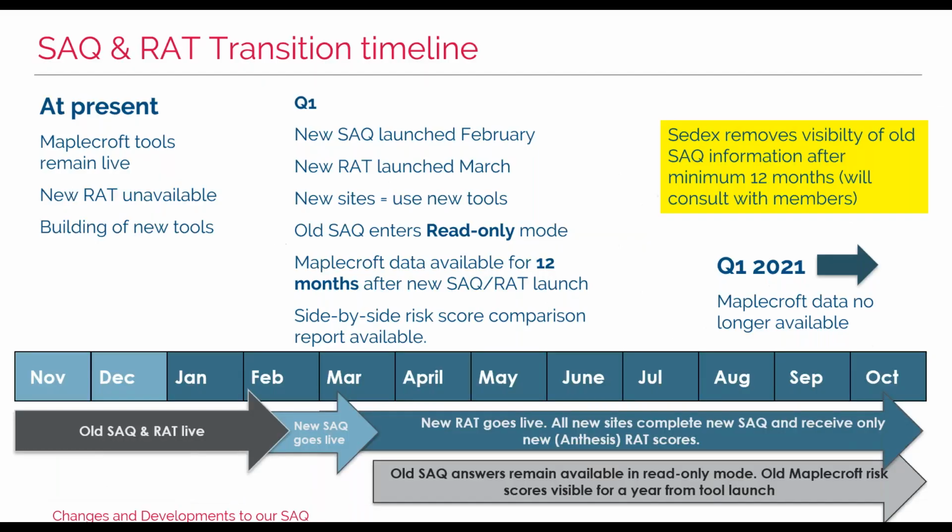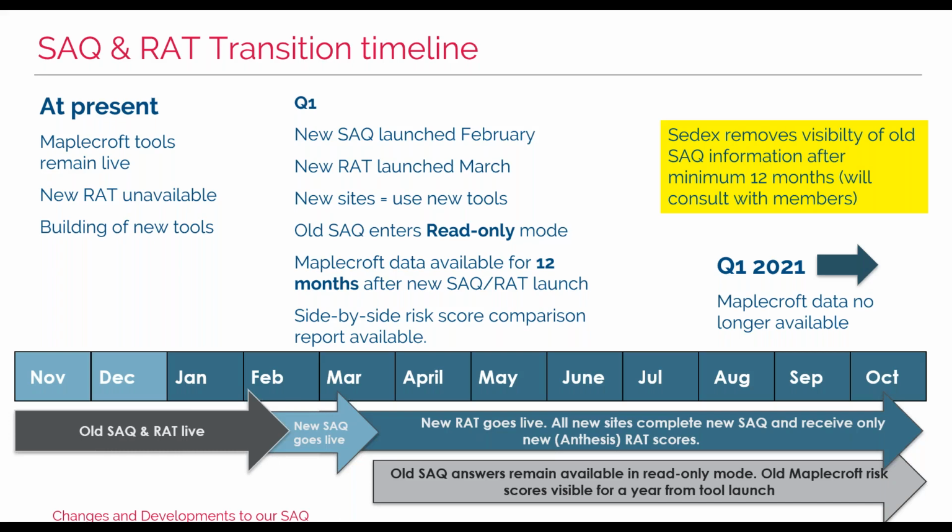I'm just going to quickly go through this, which you've seen before if you saw the previous presentation on the self-assessment questionnaire. In terms of launch and timing, the launch of the new risk assessment tool is going to happen in March 2020. The mechanics of that handover is that the existing risk tool and the existing self-assessment questionnaire will run until the self-assessment questionnaire switches over into the new version in mid-February 2020.